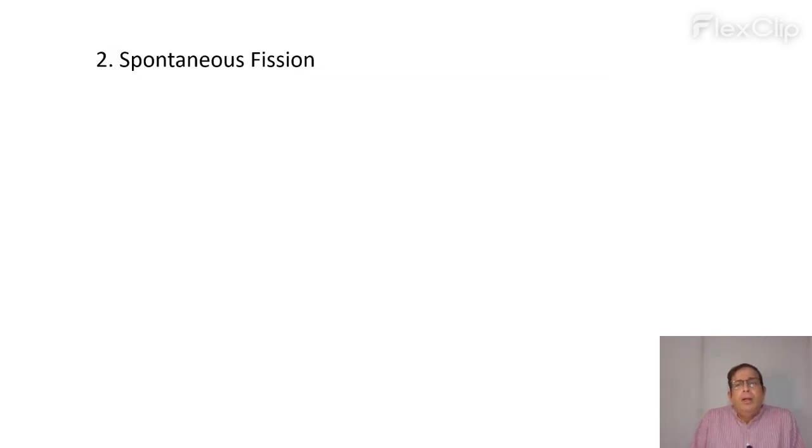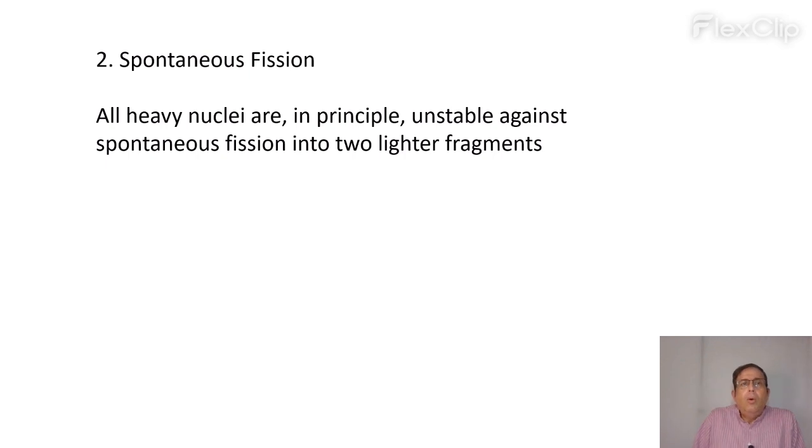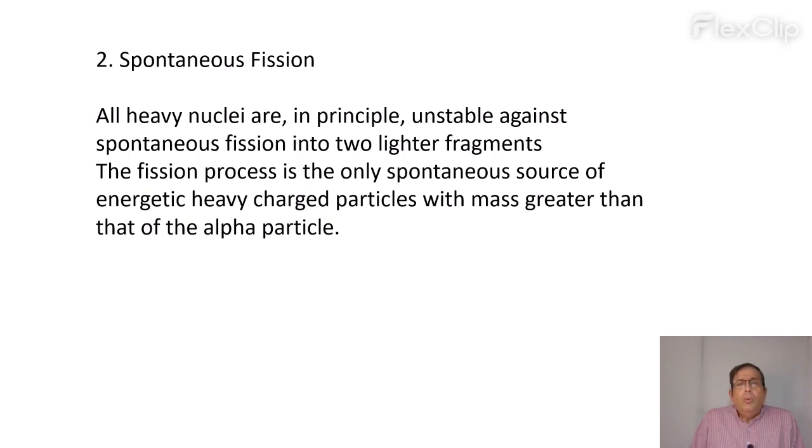Second type of charged particles that come out is through spontaneous fission. All heavy nuclei are in principle unstable against spontaneous fission. So all the heavy nuclei can split into two lighter nuclei or two lighter fragments because they are inherently unstable. And the more stable lighter nuclei can be produced by the property of energy reduction. But only some of them are spontaneously fissile. Most of them have to be bombarded with neutrons and then they undergo fission.